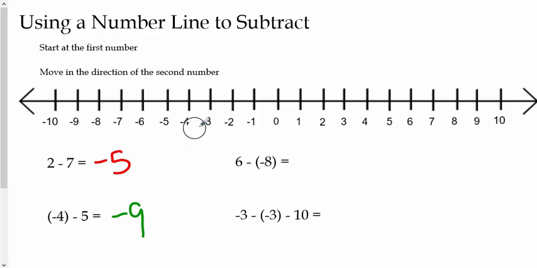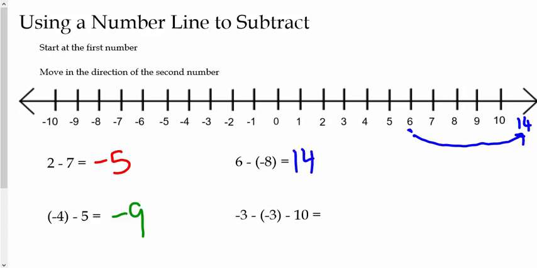Let's look at the third example, 6 minus negative 8. Well, I'm going to start here at 6, and then I'm going to subtract a negative 8. Well, that means I'm taking away something bad. That means it makes me feel better, so I'm going to move up the number line. And in fact, if I moved up the number line, I would get all the way to a positive 14.